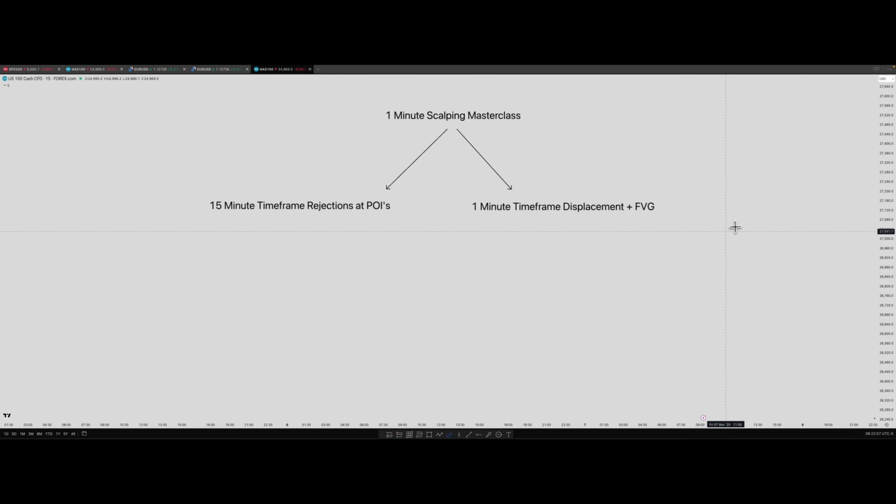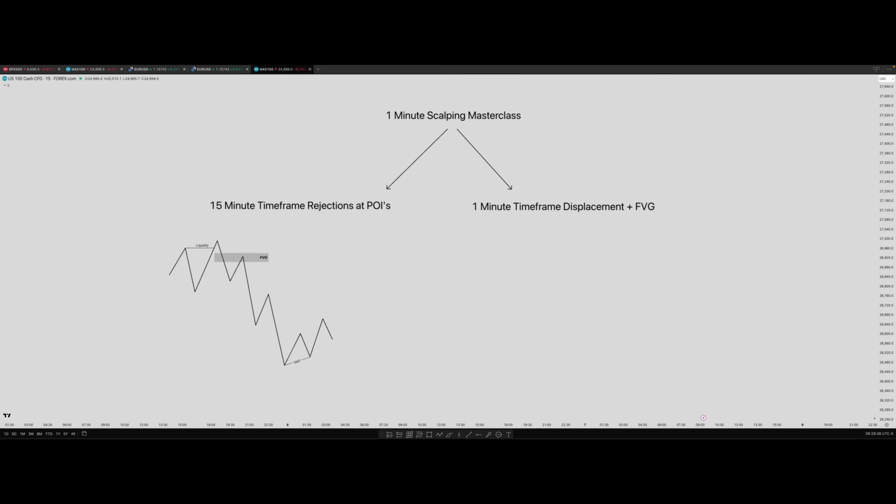Now, step number 3 is we're going to drop to the 1-minute time frame and execute only when we have displacement, because displacement confirms our direction. And the easiest way to see displacement is to wait for a fair value gap to form. For those of you who do not know what a fair value gap is, simply put, it is a 3-candle pattern where the wick of the bottom candle does not touch the wick of the top candle. We have a gap in price action. That's it. No indicators, no guessing, just price, time, and precision.